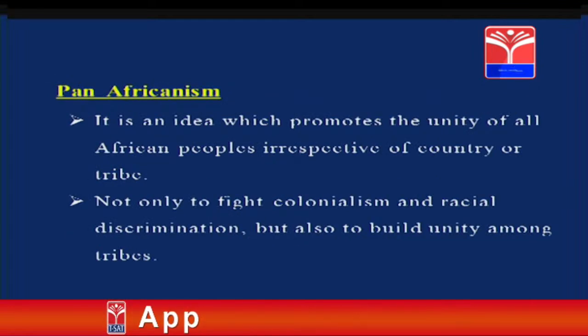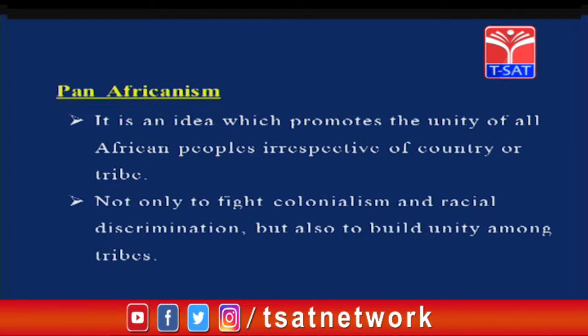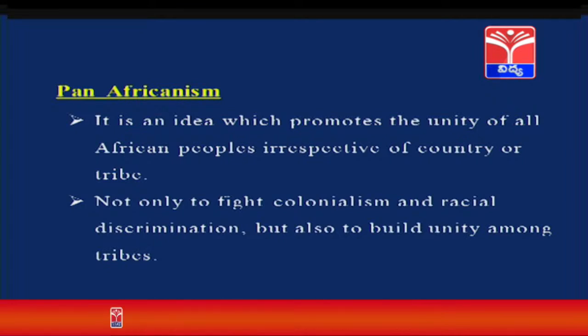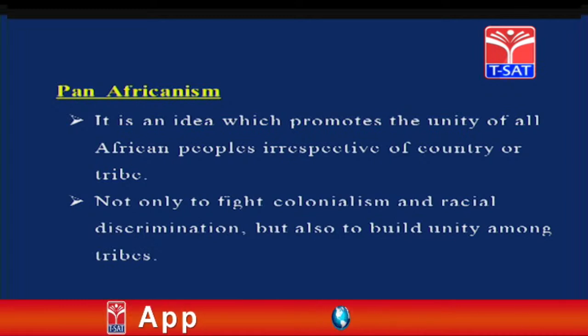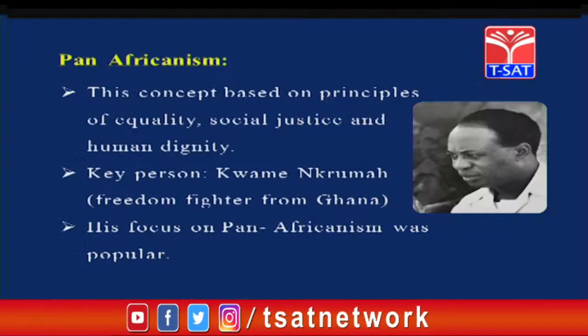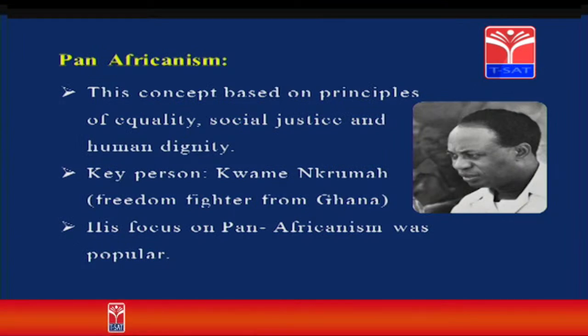Pan-Africanism. Pan-Africanism is an idea which promotes the unity of all African peoples irrespective of country or tribe. This is the most important thing in the liberation movement of Nigeria, because all the people who were suffering with the policy of divide and rule opposed this policy and wanted to fight against colonialism. So, not only fighting against colonialism and racial discrimination, they also wanted to build unity among the tribes. This was a main key point of Pan-Africanism. This concept was based on the principles of equality, social justice and human dignity.